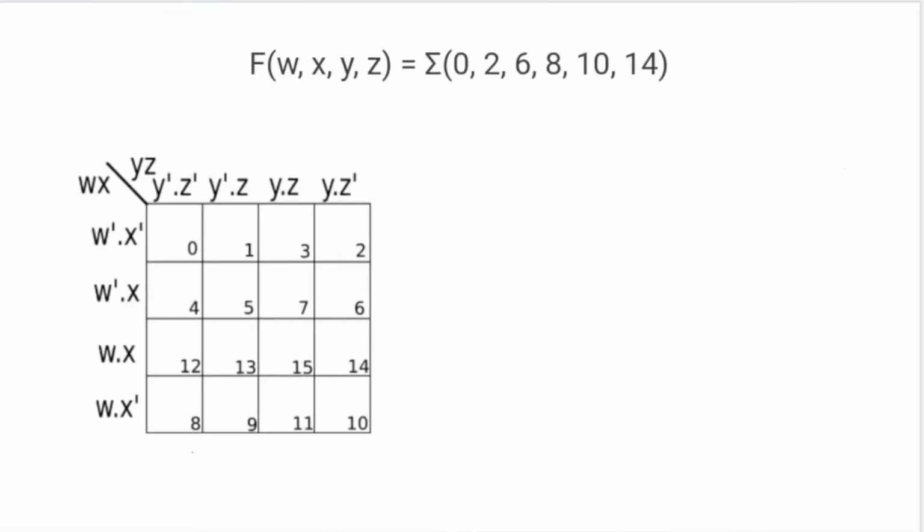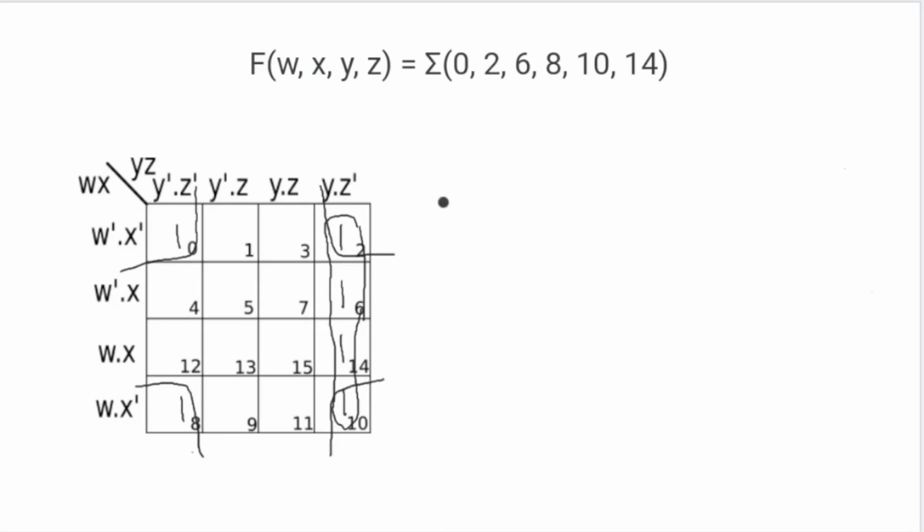Let's try another one. Again, we'll begin by plotting the ones. So 0, 2, 6, 8, 10, 14. So there are two quads over here. One is this vertical one. So let's mark the vertical one first. So this is one quad. And the other quad will be obtained by rolling the K-map. So there is another quad over here.